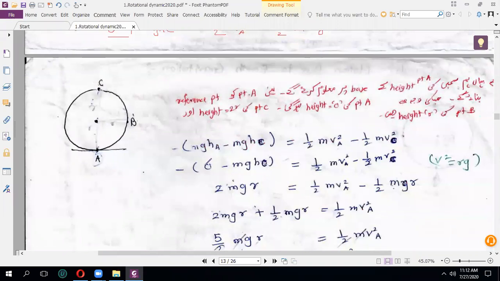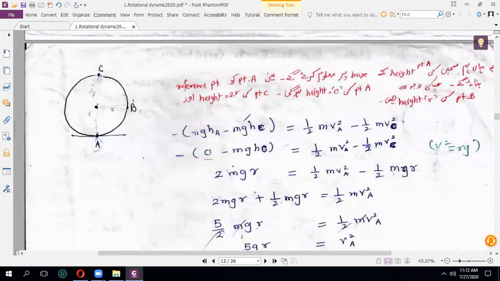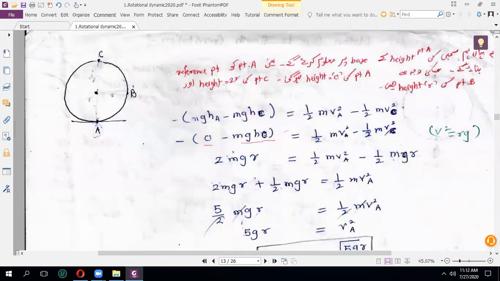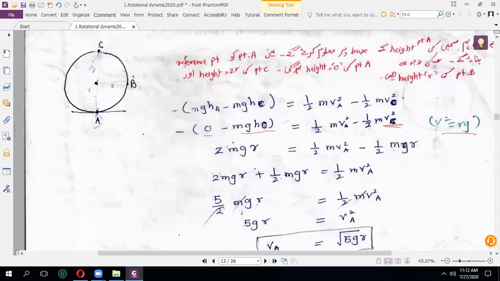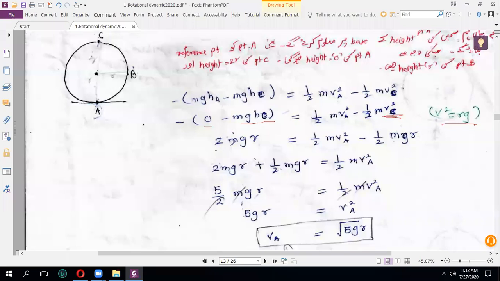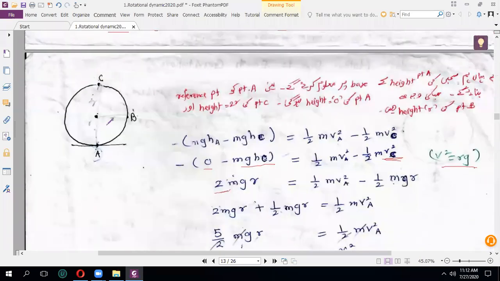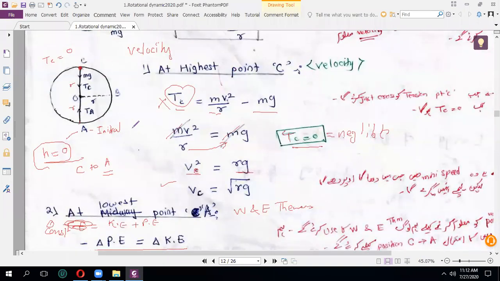Now we are taking here mgh as 0 minus mghc, and we know the formula v square c is Rg. So where is this 2 from? How are we getting 2? So again come to this place. How to calculate height at C? From position A to the center O is represented by 1 radius, and from O to C we again have 1 more radius. Total how much radius is there from point A to point C? 2 radius. So can we say that the height HC is 2r?